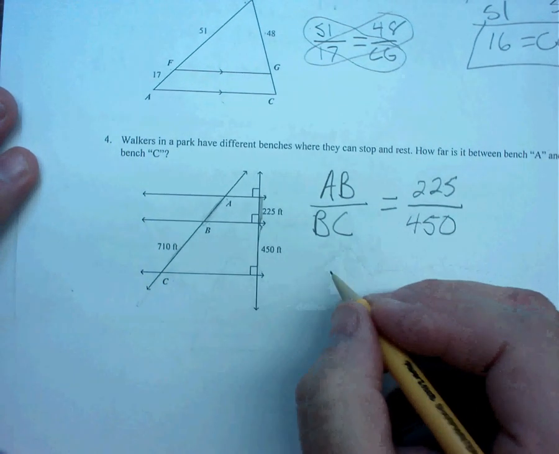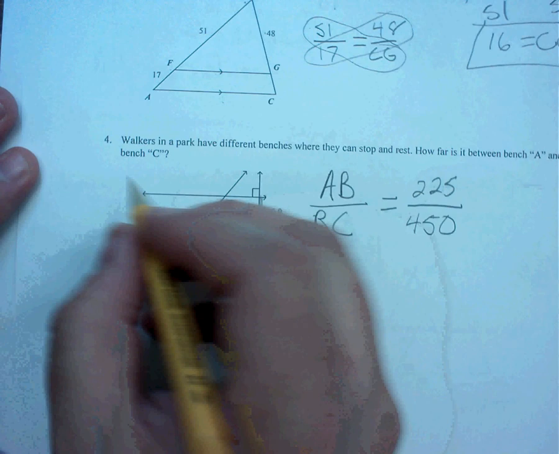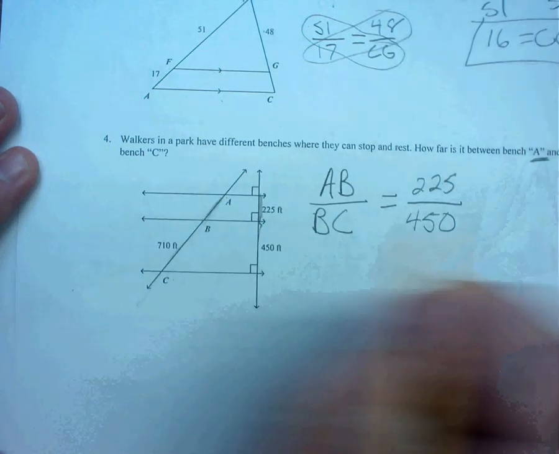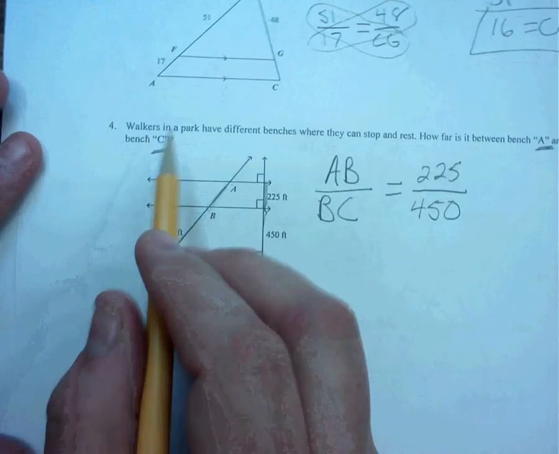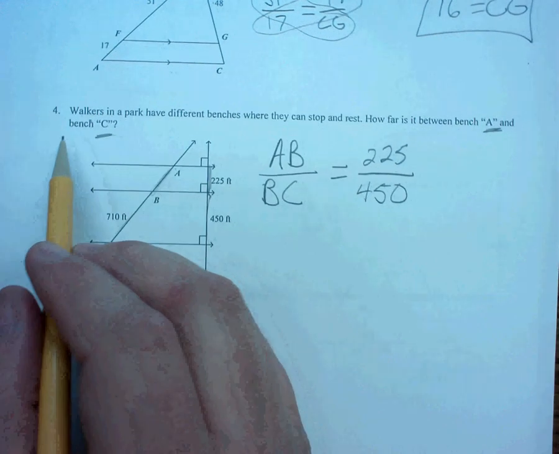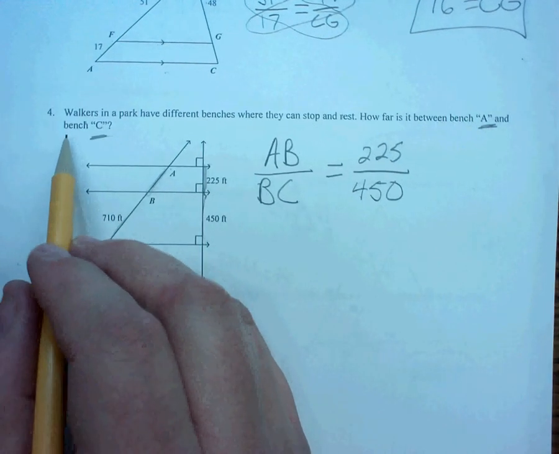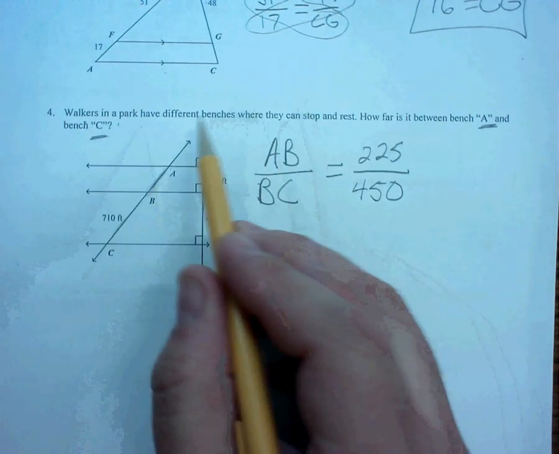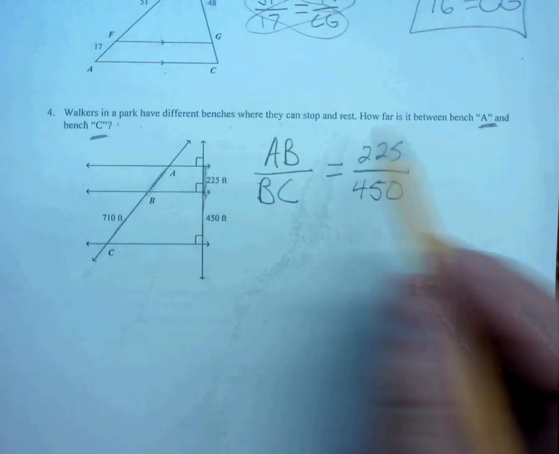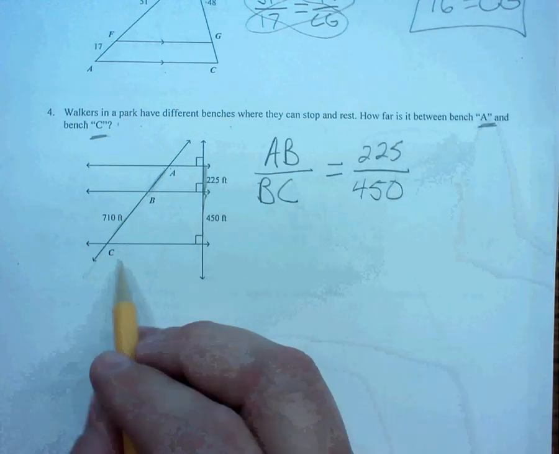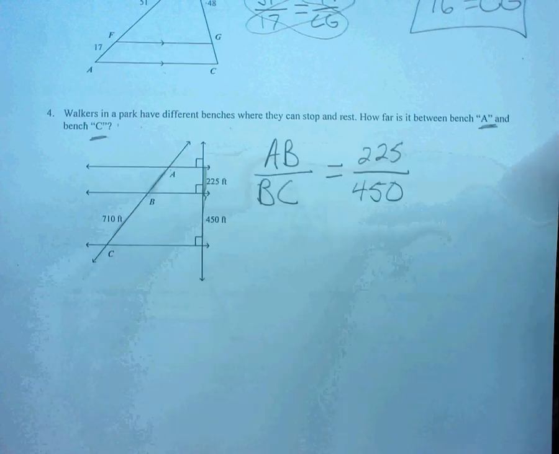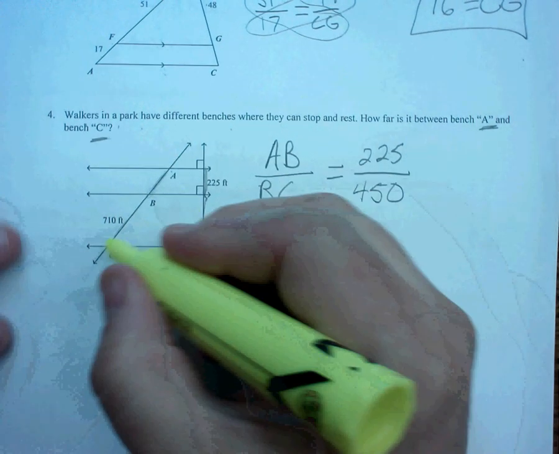So now I'm going to plug in the other stuff. They're basically asking us what the distance from A to C is. So let me read the question. I have a tendency to just start doing the math. I really should model that you read the question too. It says, walkers in the park have different benches where they can stop and rest. How far is it from A to C?